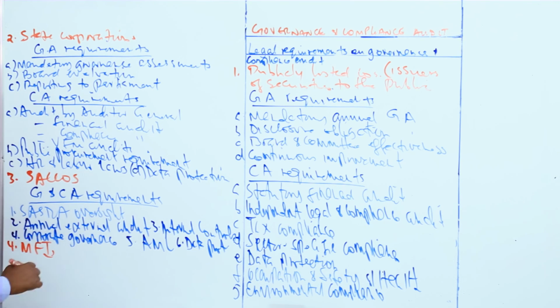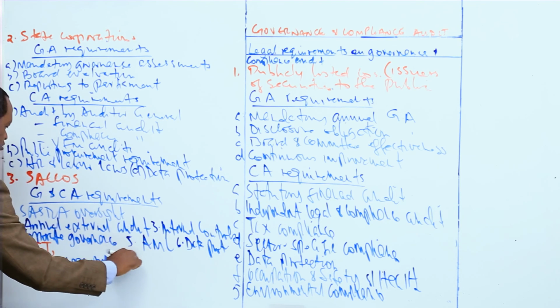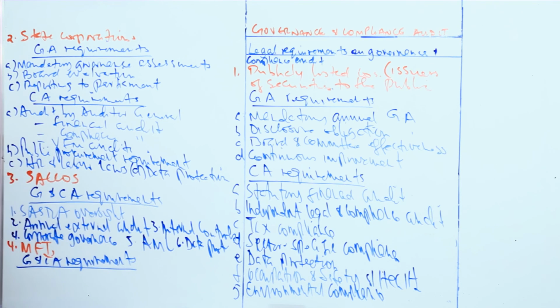Now, the governing legislation for microfinance institutions, number 1, is the Microfinance Act of 2006. Then we have the Central Bank of Kenya regulations. So what are the governance and compliance audit requirements? Now, the first requirement is CBK licensing and oversight.